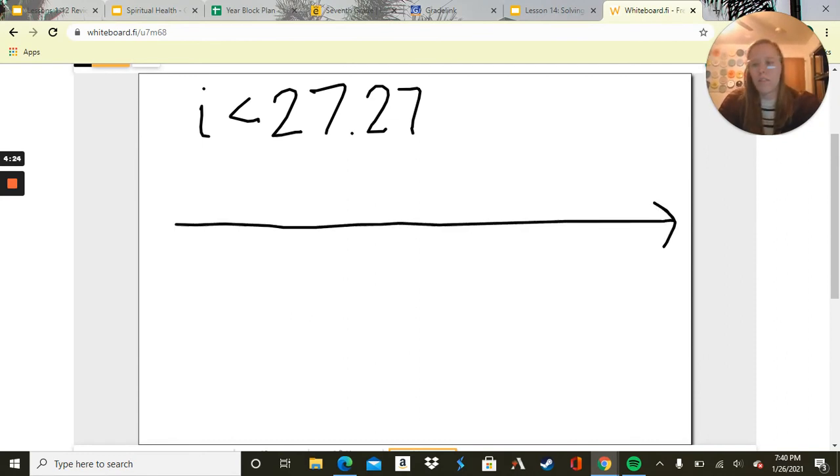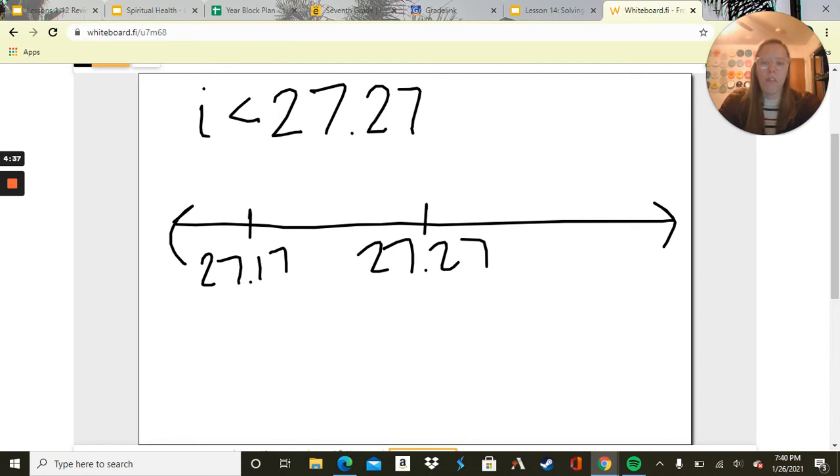We draw our line. This time we start in the middle, so let's say 27.27. You could draw little hash marks too to mark your spots. Maybe 27.17, so we're skipping by 10, 27.37. Okay, so here we don't have an equal sign, so our 27.27 is not going to be included. So we're going to just draw an open circle, is what we call it, at 27.27, and 27.27 is greater than i. So that means that i is less.